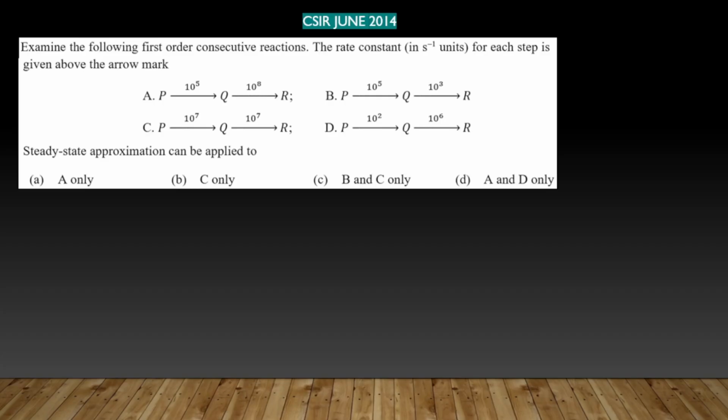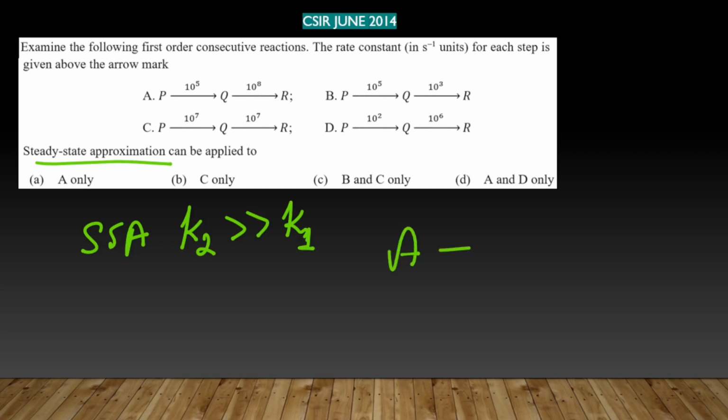Okay. This question is from your consecutive reactions. So steady state approximation is being applied over it. We can apply steady state approximation when K2 for the reaction is much greater than K1. What are K2 and K1? Suppose A to B you are going and B to C you are going. This is the rate constant K1 and this is the rate constant K2. When K2 is much greater than K1, in that case SSA can be applied.